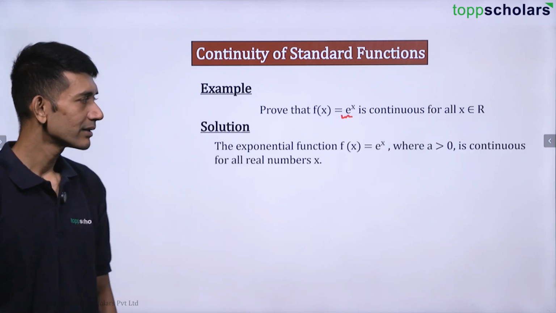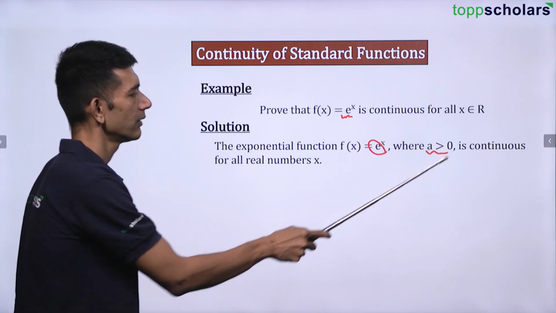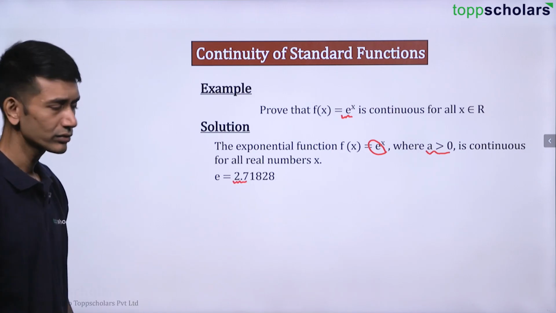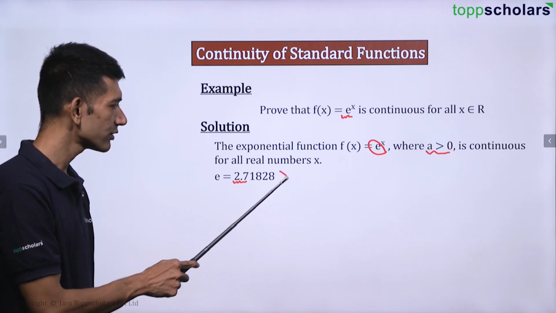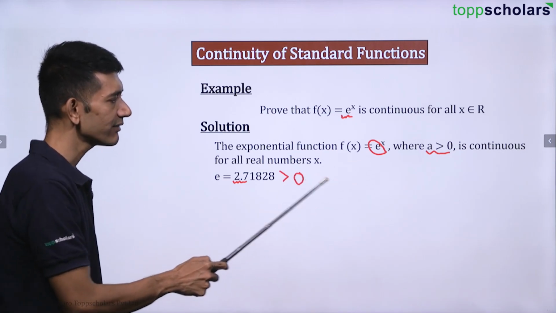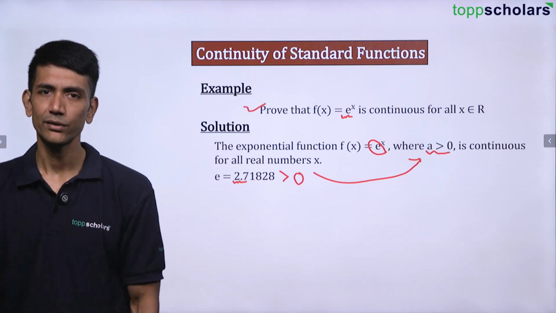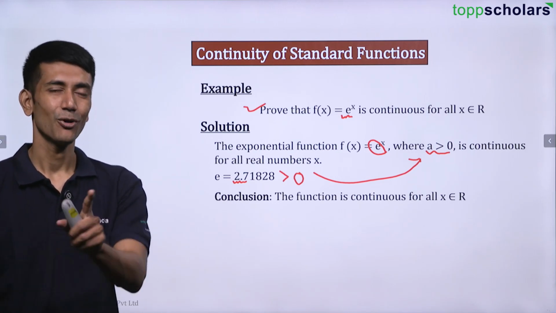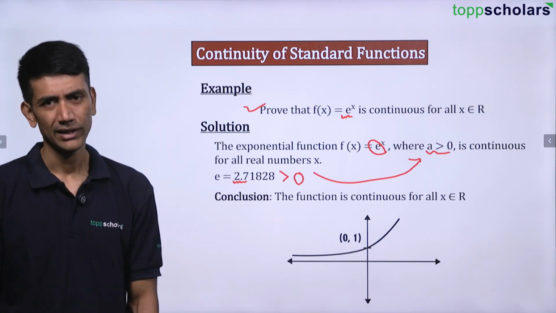If you remember, the value of e is approximately 2.7, if I take up to 1 decimal, of course. So e is 2.7. Can I say 2.7 is greater than 0? So this is definitely greater than 0, right? So the condition is satisfied. Your a is greater than 0. And we already know that the exponential functions are always continuous. So in this case also, we are going to say that the function is continuous for all x belonging to R. Clear? And the graph of e^x looks like this.